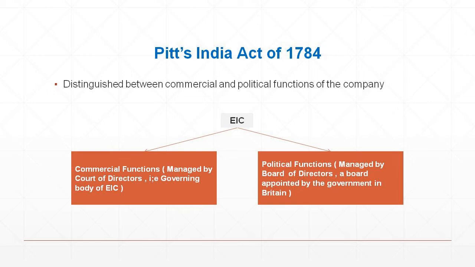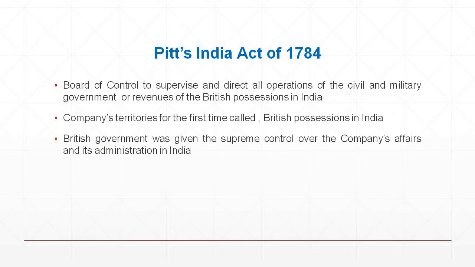A distinction was made between the commercial and the political functions of the company. It allowed the Court of Directors to manage the commercial affairs, but created a new body called the Board of Control to manage the political affairs. Thus, it established a system of double government. Earlier, there were directors. Now the directors were given only commercial functions, and the Board of Control, which operated from Britain, was empowered to supervise and direct all operations of the civil and military government or revenues of the British possessions in India.